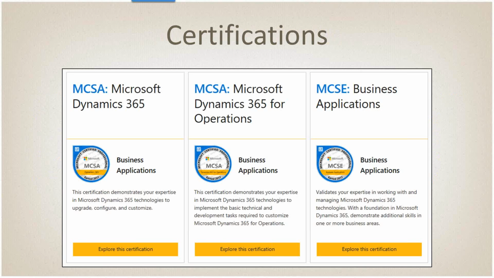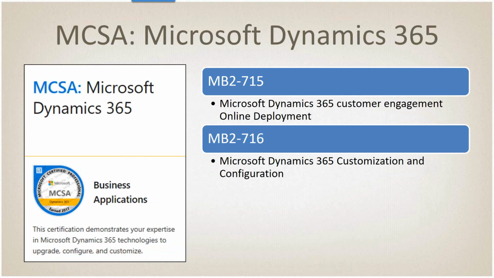Now, this is new. We now actually have certifications tied to our products. We had other types of certifications like specialists, but they finally gave us MCSAs and MCSEs, which is what the other branches of Microsoft certifications fall under. MCSE is the top, MCSA is the one underneath it. And so we now have three of these: Microsoft Dynamics 365, Dynamics 365 for operations, and business applications.